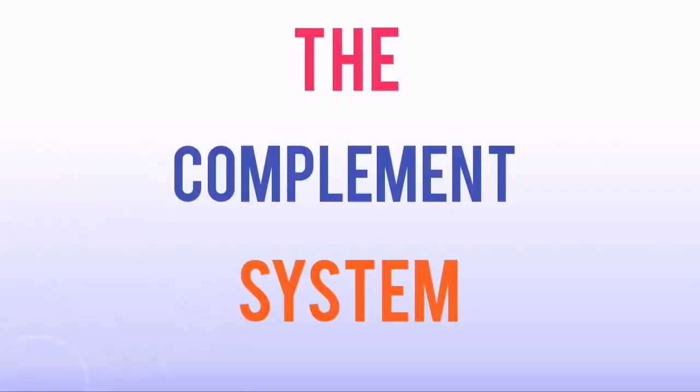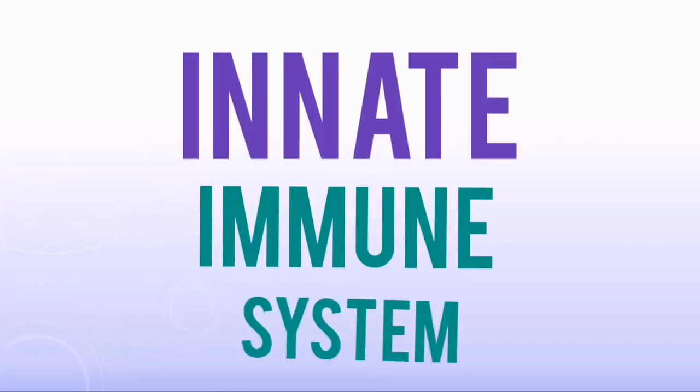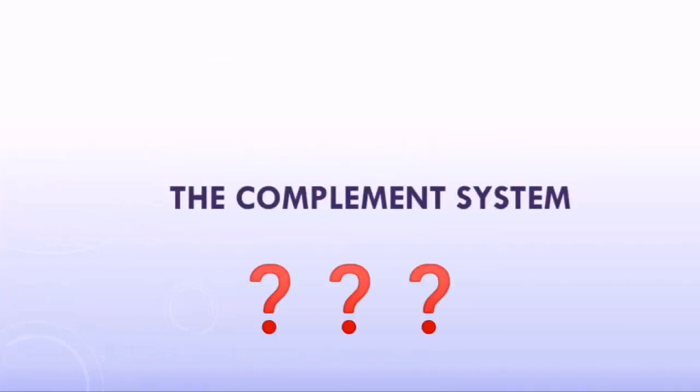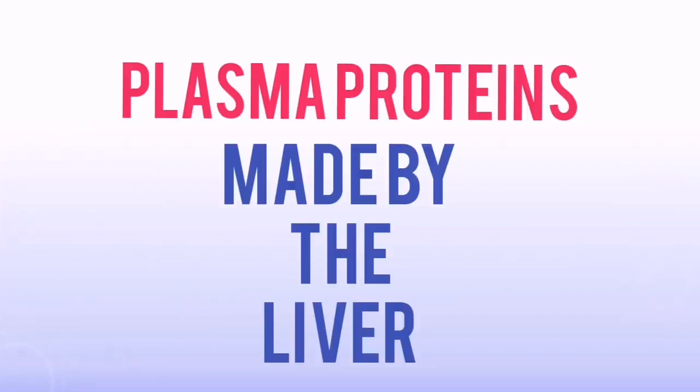The complement system is a complicated cascade of events, and it's part of the innate immune system. But what exactly does the complement system do, and how does it work? Complement proteins are plasma proteins made by the liver. Before we go into detail of the different pathways, let's first list the main functions of the complement system.